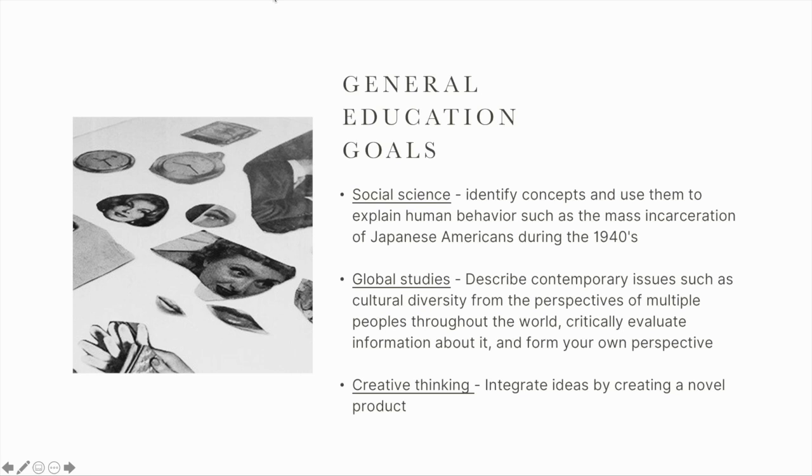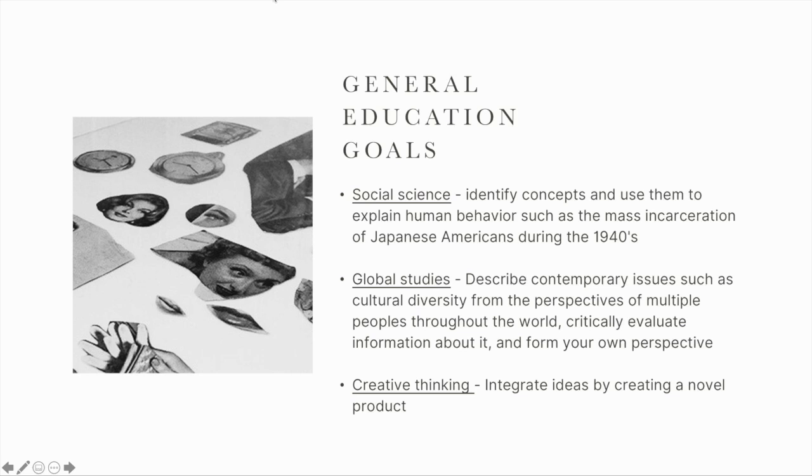You're in a general education class, and so you're learning about the social sciences. You're learning about the concepts such as racism and how anthropologists use them to explain human forms of behavior, particularly under a highly globalized and interconnected world. So if we're thinking about mass incarceration of Japanese Americans during the 1940s, this is something that can be analyzed with that kind of conceptual framework.